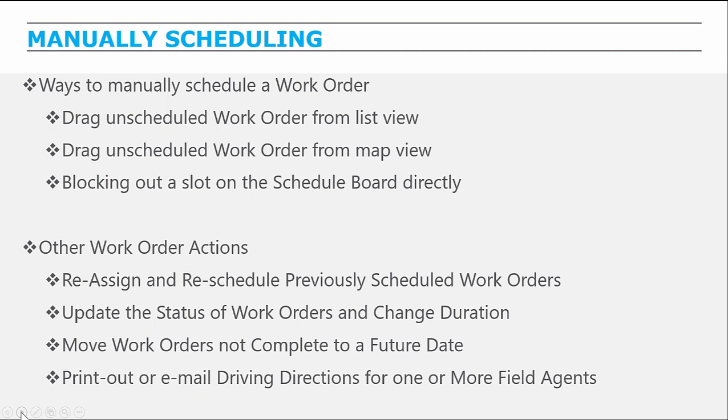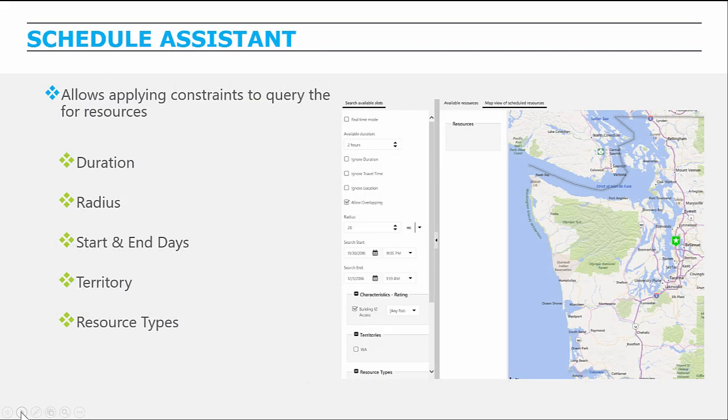There are other actions you can take to easily reassign or update the status of a work order, and you can move work orders that are not complete to a future date. You can also leverage the schedule assistant, which helps you find the appropriate resources, and it applies constraints like duration, radius, what are the start and end times, and what territory and resources should apply. So if you have a work order and you need help scheduling it, the scheduling assistant will tell you who's nearby, what their travel time is, and it'll make sure that there are appropriate resources for you.